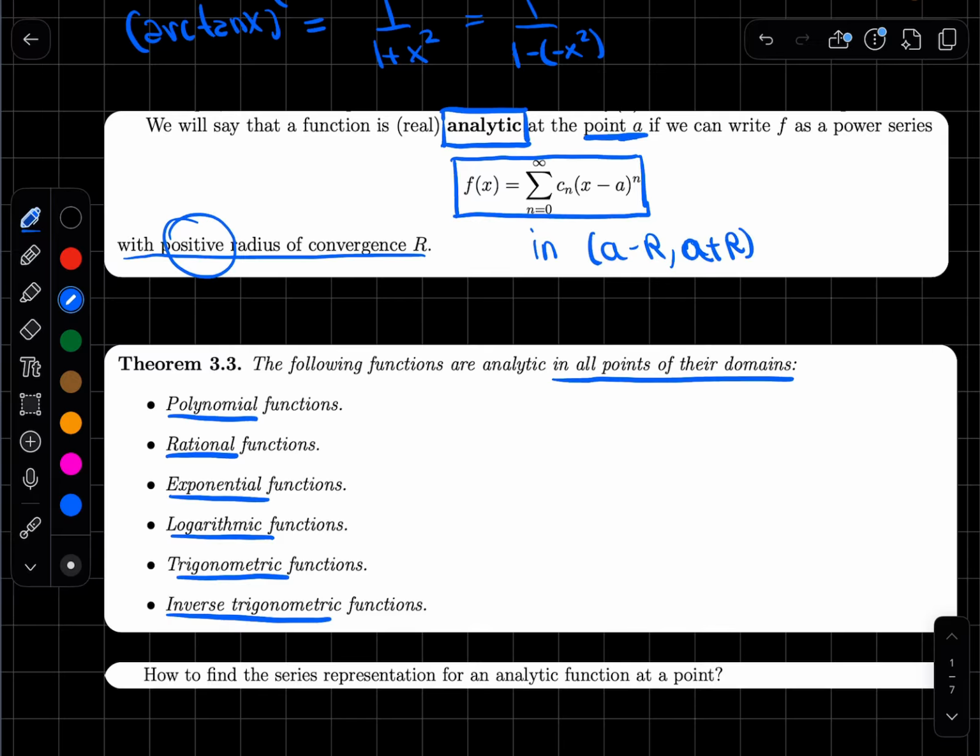So if you get something like 1 over 1 minus x, of course you can't write this as a power series centered at 1, because 1 is not in the domain, so this is rational, so this is not possible. But everywhere except for 1, it is possible. This is what this theorem is saying. The theorem is saying that it is possible.